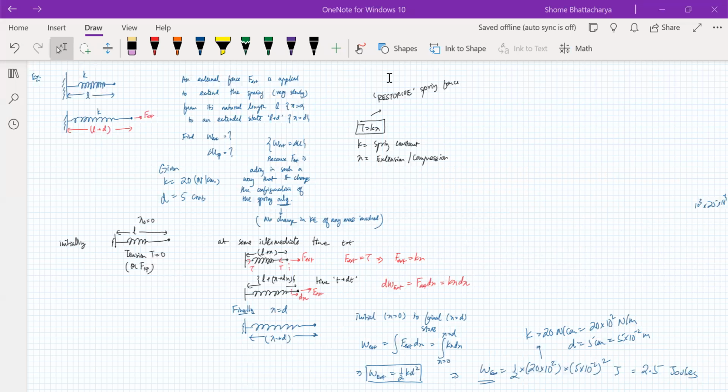But now if we want to restore it back from 5 to 0, or from L plus 5 centimeters to L, you'll see that the external agent will do negative work. So what we'll eventually understand is that to take the spring from natural length to some extension, we are increasing the potential energy of the spring by doing positive work on it. But now if we allow the spring to go back to natural length, the spring is doing positive work. We are doing negative work on it, and therefore the potential energy is again reducing to zero as it goes back to the natural length. So we'll come to that, but first let's understand this whole process, the work done by the external agent.